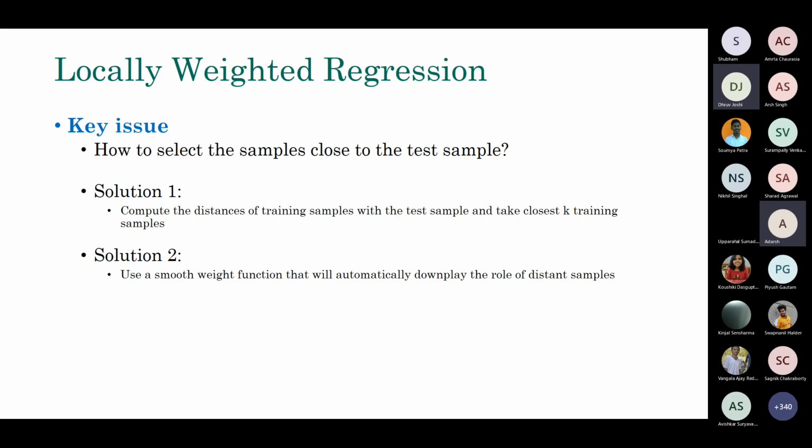Sir, in solution 2, we are not completely ignoring the other training data. But in solution 1, we are ignoring all other data other than those k closest. So maybe the second solution will be a better option. Okay. Solution 1 is a subset of solution 2 only. So we can generalize a function in solution 2.